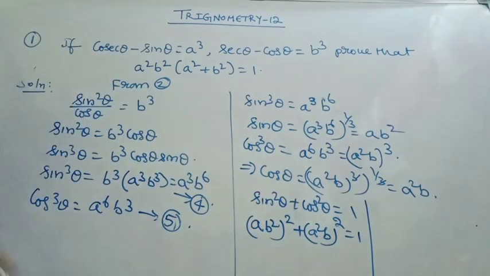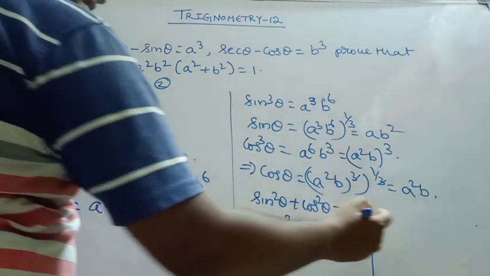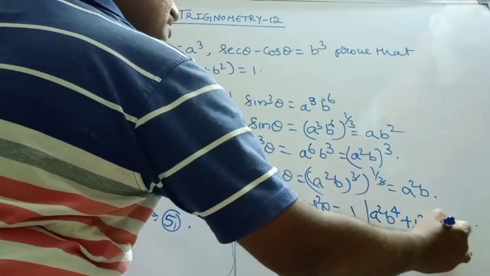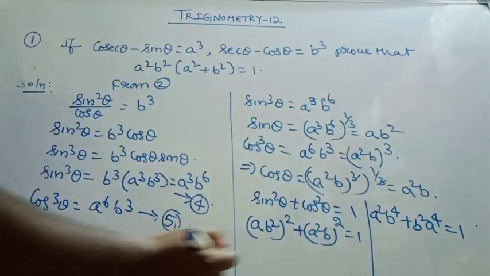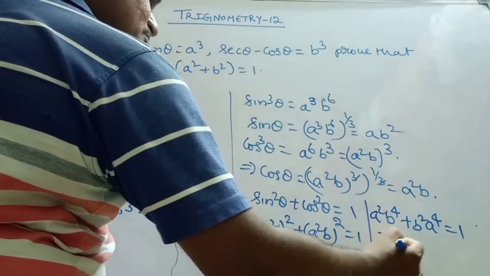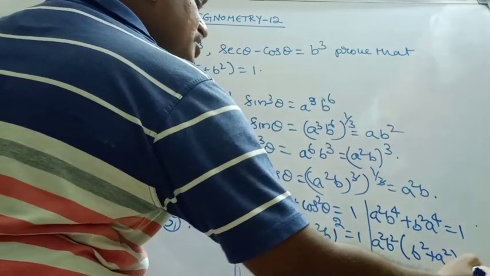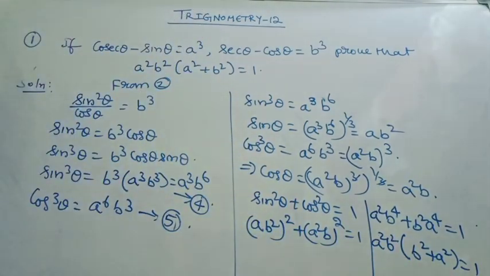From this, if you simplify, what you will get? This is now a square b power 4 plus b square a power 4 is equal to 1. And from this, if you take a square b square common, what you will get is b square plus a square is equal to 1. In this way, you have got this particular problem very beautifully. Many students have asked for these problems as doubts. Then I felt that it is better to make a video and share it with everyone.